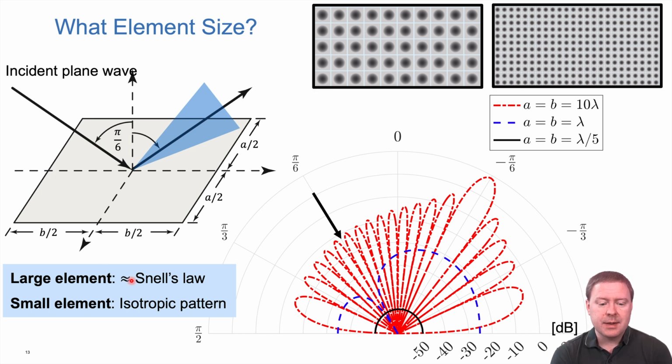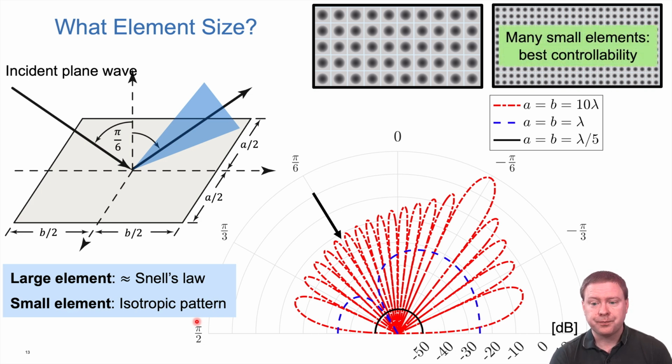So a large element behaves roughly like Snell's law, saying the signal comes in from one direction and leaves at minus that direction, while a small element is almost like an isotropic scatterer. And it is the small element behavior we want to have. We want to have many small elements, each of them just spitting out the signals in all directions. And then we want to change properties in our surface in order to control where this signal is going using constructive and destructive superposition. So many small elements is best for controllability.